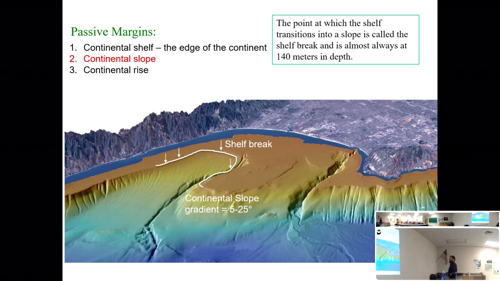And by the way, you might notice that this looks really steep, almost like a sheer cliff, but it's because it's vertically exaggerated so that you can see it. So it's not really that steep. It's only about 25 degrees steep. Okay, so that's the shelf break. That's the continental slope.